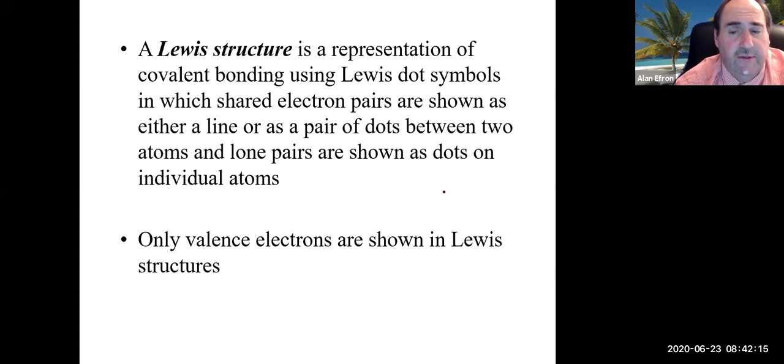So a Lewis structure, as we've sort of seen here, is really a representation of covalent bonding, where we use those Lewis dot symbols to show the sharing of electrons that is occurring. And again, it's that sharing of electrons that can be represented by either the dots or the lines when you do that. It's also important to keep in mind, as we talked about at the onset of this lecture, that we are only really dealing with valence electrons in each of these atoms, and those are really the only ones that are shown in Lewis structures.